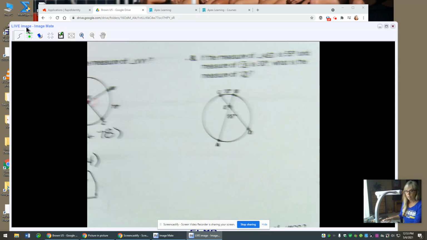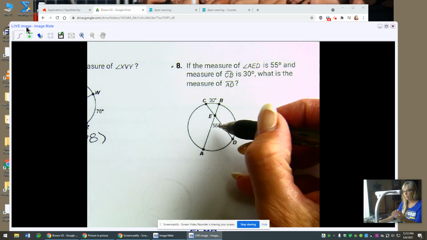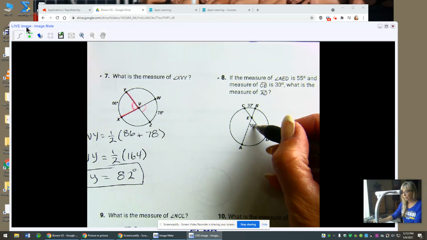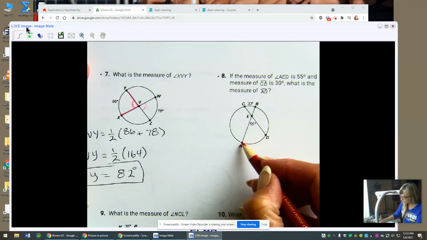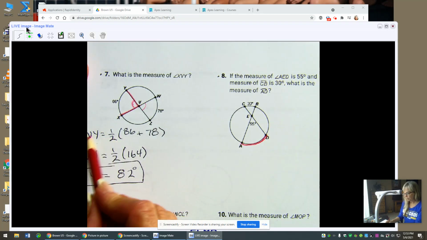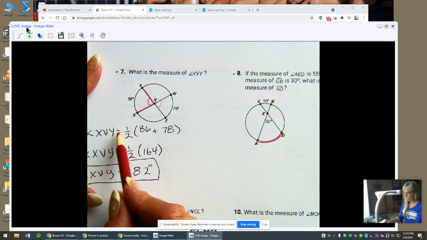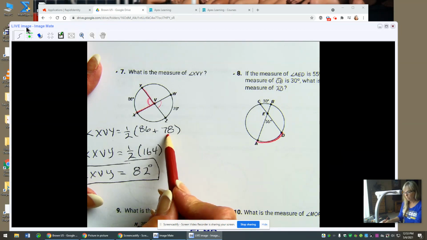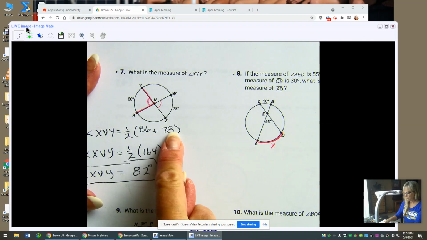Now, what if they're asking us for one of the arcs? It's really the same setup. Last time we were looking for the angle. This time we're given an angle, and we're looking for arc AD. So this is the goal. We're going to use the same formula. We'll just put everything in place. We'll have the angle 55 is equal to half the 30 plus the unknown arc. Maybe temporarily we'll call that x. We just put everything in its proper place.